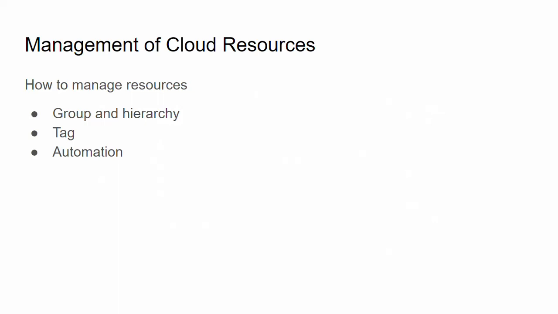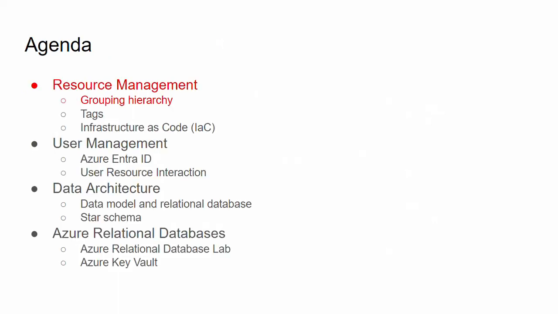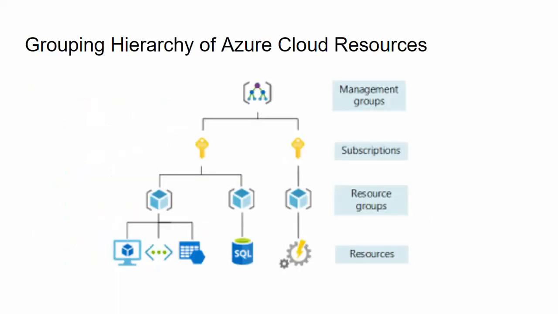So these 3 aspects of resource management, we are going to quickly talk about today. Grouping and hierarchy, this is one, tagging is one, and automation is one. So we start with grouping and hierarchy. In Azure, there are 4 levels of grouping.